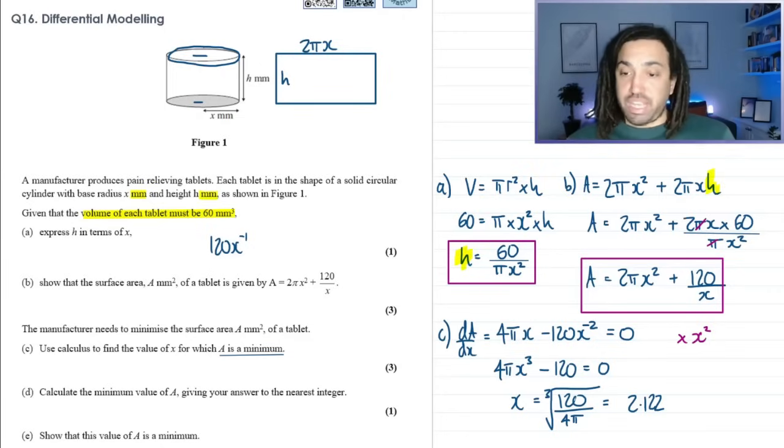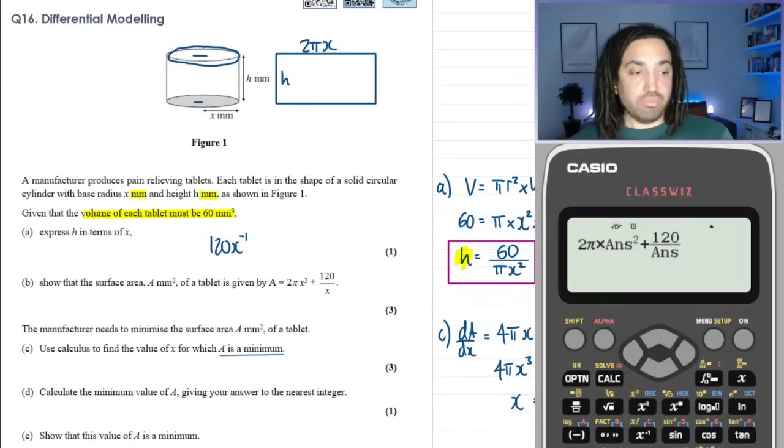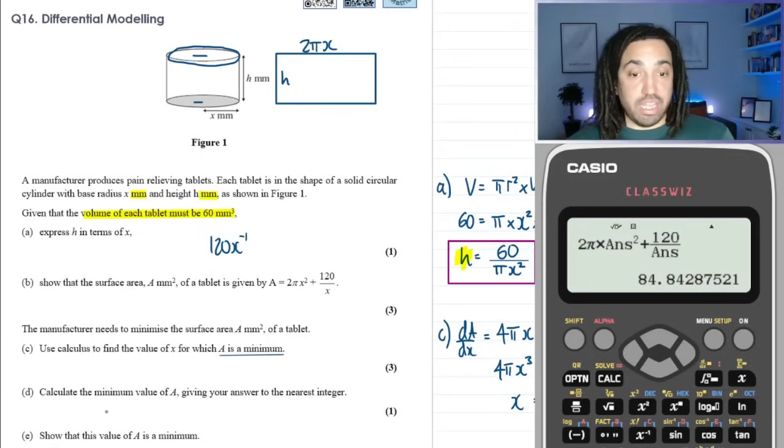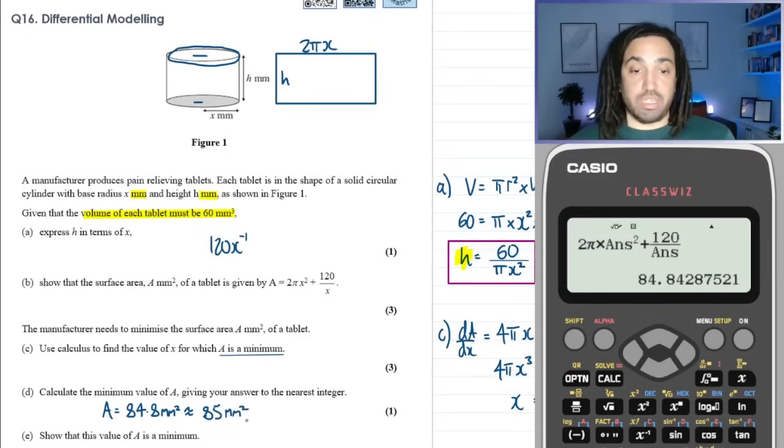And then it says calculate the minimum value of A. Okay, to find the minimum value of A, we just take the value of x which minimizes A, and we sub it into the formula for A. So I will do that on my calculator now. Okay, I've done that and made use of the answer button to get the best accuracy possible. And that gives me an answer for the minimum value of A equal to 84.8, and that will be millimeters squared. It says the nearest integer, so approximately 85 millimeters squared.